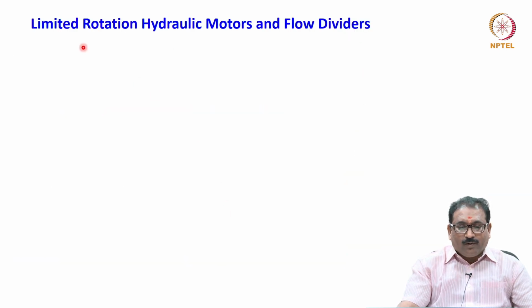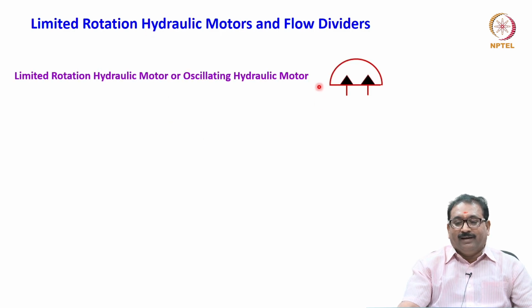Now we will move on to limited rotation hydraulic motors and flow dividers. We will see now how to represent them. Limited rotation, friends. How to represent? A semicircle with 2 filled triangles. It is read as limited rotation hydraulic motor, also known as oscillating hydraulic motor, meaning semicircle.